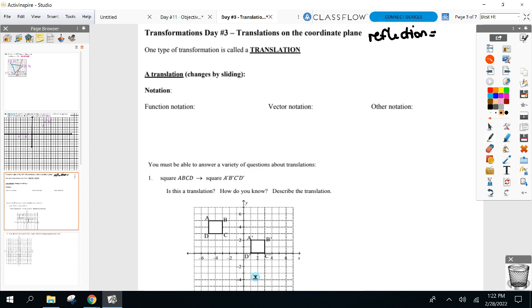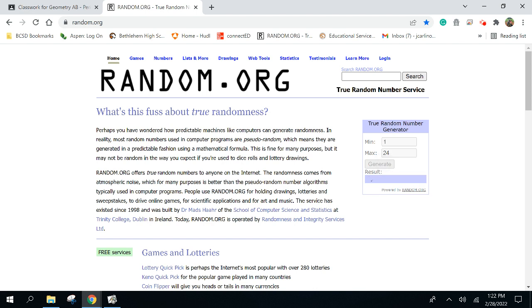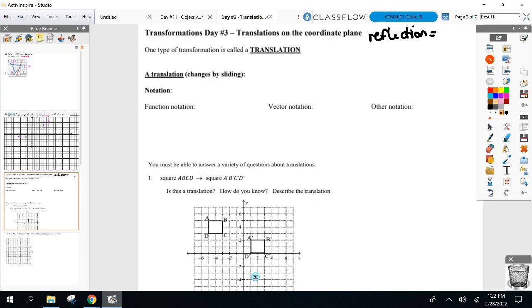Symbol for reflection. How do I know reflection's happening? Symbol? Come on. That's right. I've got to call on people. Symbol for reflection. Darn right. Lowercase r with some kind of subscript telling me the line I reflect over. Ooh, how about this, though?